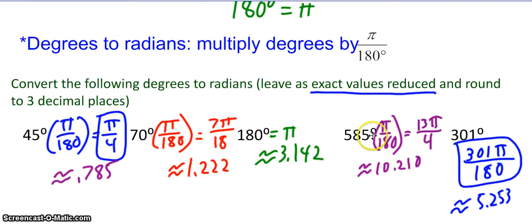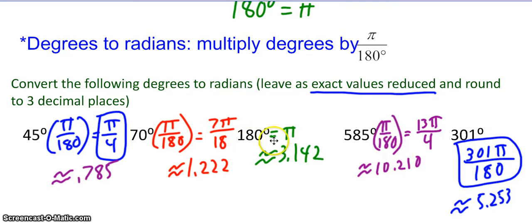Alright, so hopefully you got with 585 degrees multiplied by pi over 180, that's 13 pi fourths, or 13 pi over 4. This is approximately 10.210 radians. Now we're going to come back to that one in a second. For the 301 degrees, this does not reduce, so it's just 301 pi over 180, which is approximately 5.253 radians. This is radians as well, that's just the exact value.